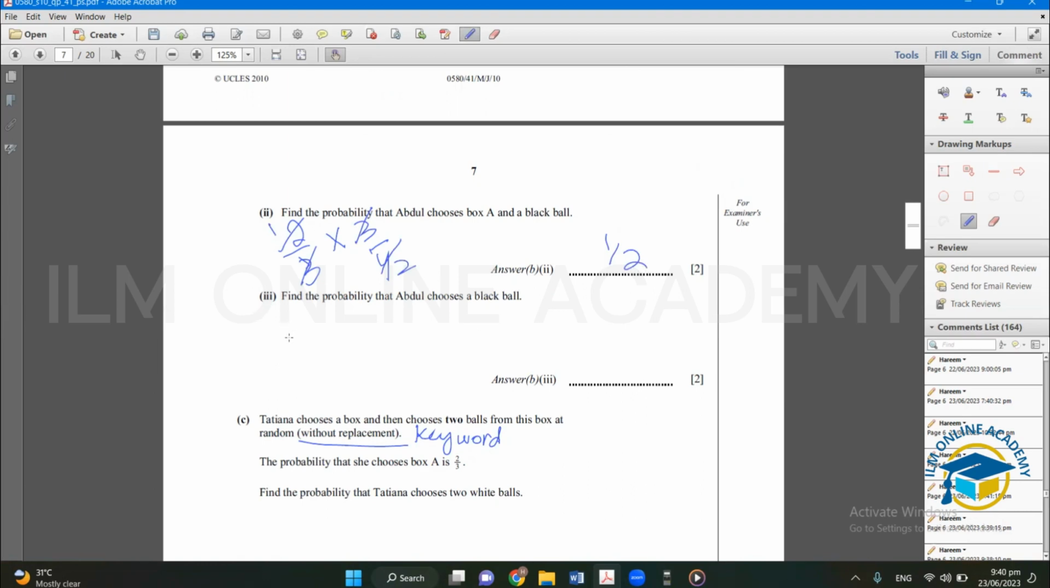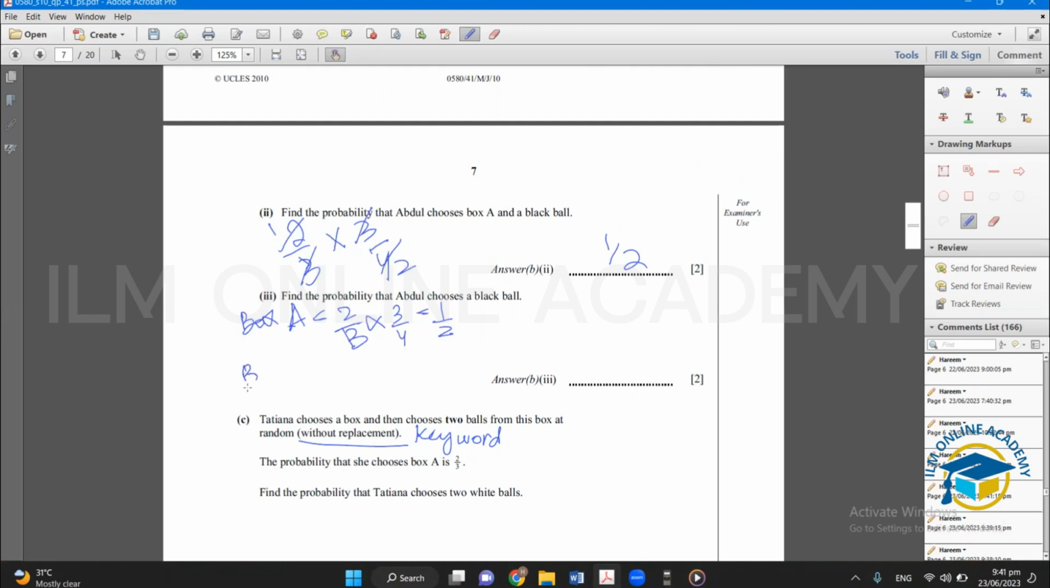Now find the probability that Abdul chooses a black ball. They have not specified whether Abdul is choosing box A or box B, so we have to write our answer with respect to both boxes. For box A, the probability of getting a black ball is the same, 2 over 3 multiplied by 3 over 4, which is 1 over 2.